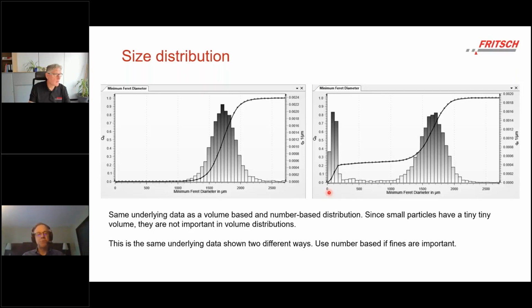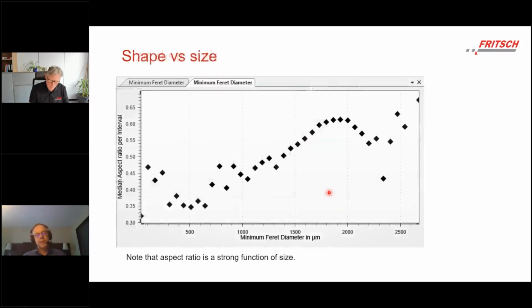And examples would be if you're making a slurry, your slurry viscosity will be affected by the presence of fines. If you're concerned about dust, that's something where tracking the fines would be important. So you're going to have a lot more dust problems with the very small particles here than the 1.5 millimeter size granules. So here is a more dramatic shape as a function of size plot.